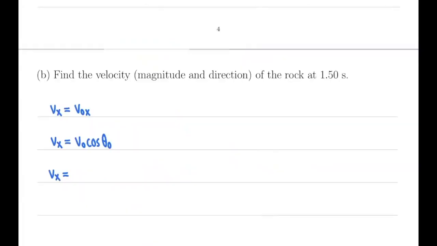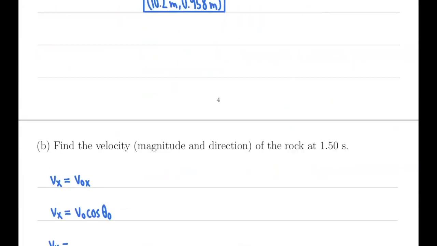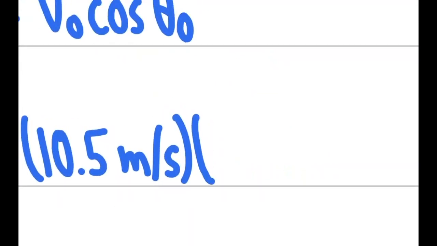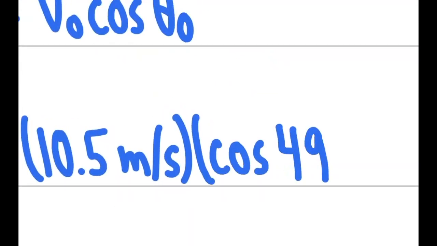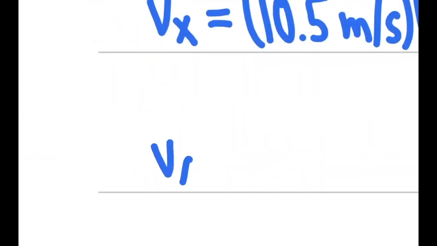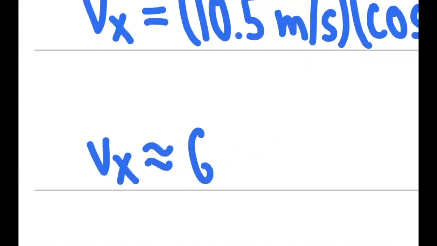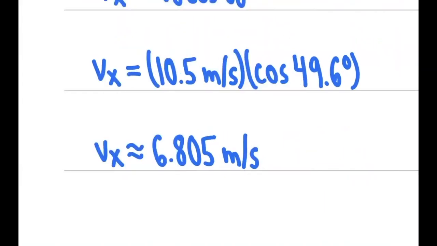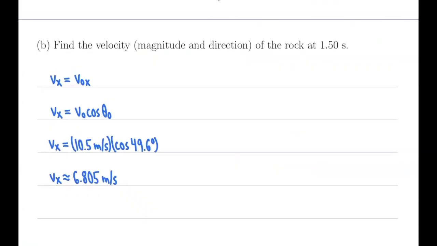By the way, the knowns are the same as last time. It's the same time. You're gonna get 10.5 meters per second times cosine of 49.6 degrees. If you put that in your calculator, you'll get Vx is about 6.805 meters per second. And I'm keeping an extra digit because we're going to use this later to find the velocity. Now let's find the velocity in the y direction.